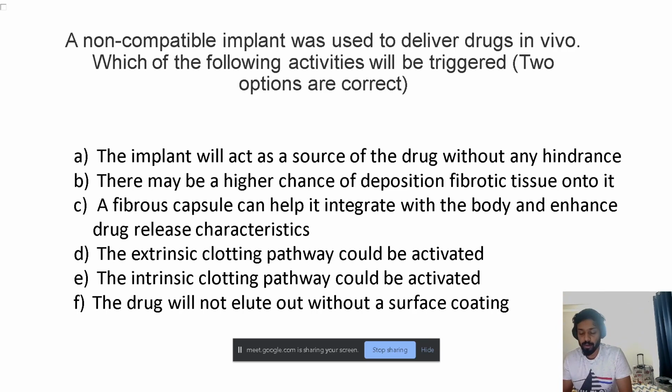The drug will not elute out without a surface coating. It's not necessarily the case. The drug might still elute out, but at a much lower quantity than what you want the profile to be, right? So, for now, there may be a higher chance of deposition of fibrotic tissue onto it, and the intrinsic clotting pathway could be activated. So those two are the correct options. Do you guys have any questions?